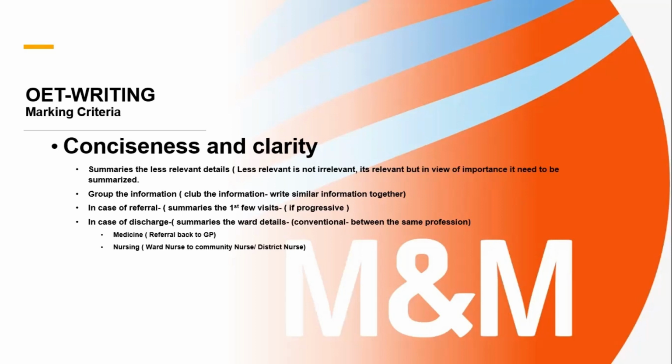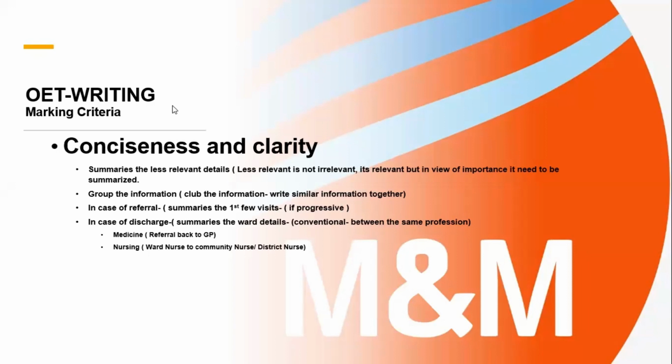Then we have conciseness and clarity. Conciseness means to summarize the less relevant or less important details. Whatever detail you believe is less relevant, you have to summarize. In the case of a referral letter, mostly in the first few visits we have to summarize those details, and in the last visit we mostly have the most important details, so we have to expand them. So as per the importance of the history, we have to either summarize or expand the information.